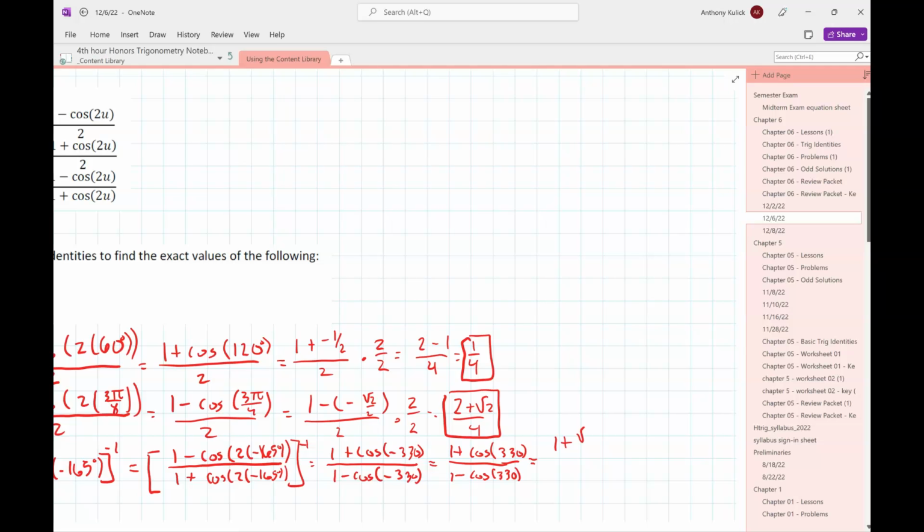So what do we got here? We got square root 3 over 2 is what cosine of 330 is. That's in the 4th quadrant, so we know it's positive. And then just like before, to get rid of the fractions inside of fractions, we'll multiply top and bottom by 2.